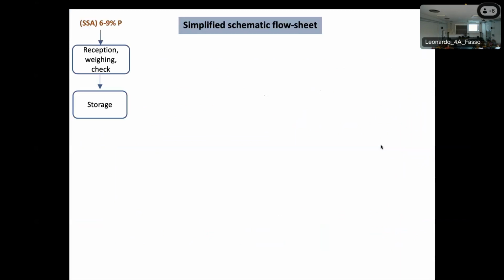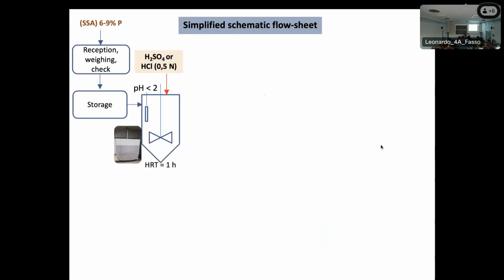Before going to the results, I want to show you a simplified flow sheet of the process. So we have the ashes, the production of the ash. The phosphorus content in the ash can vary, of course, but usually it's around 6 to 9%. We have the first phase, which is the chemical extraction or the acid leaching.